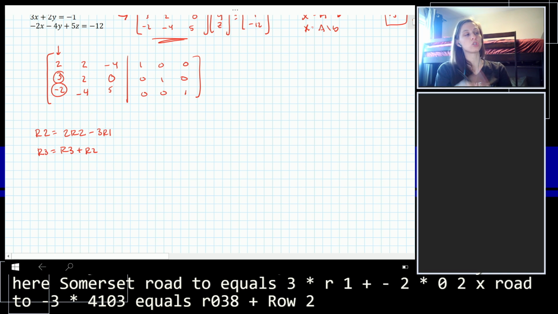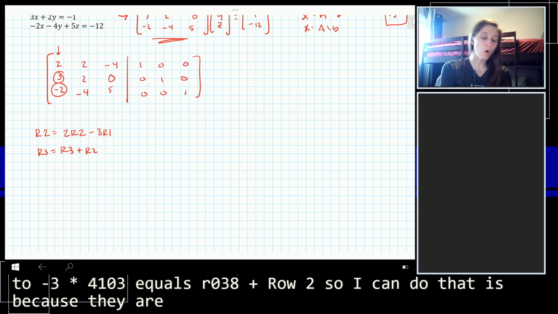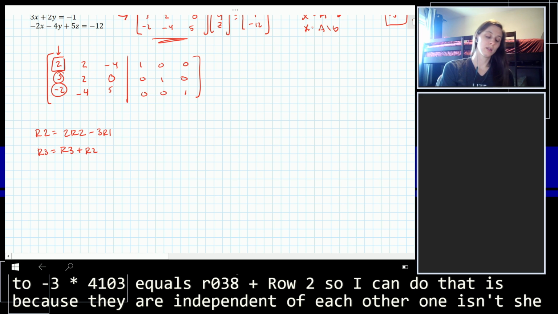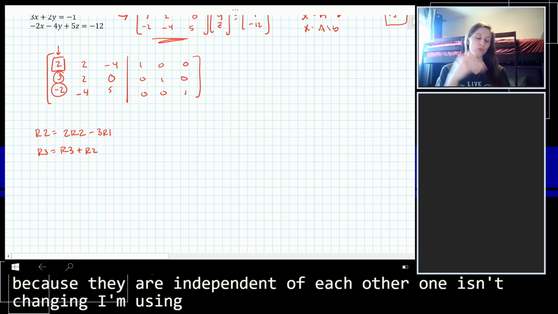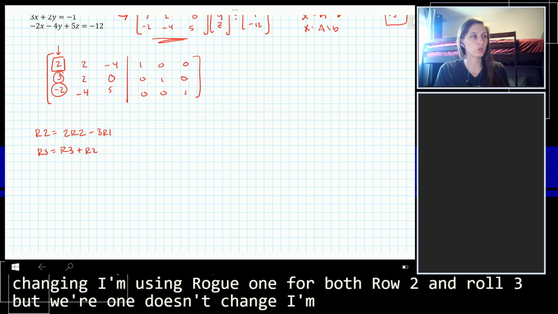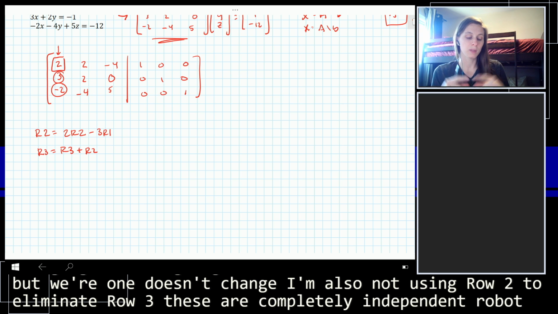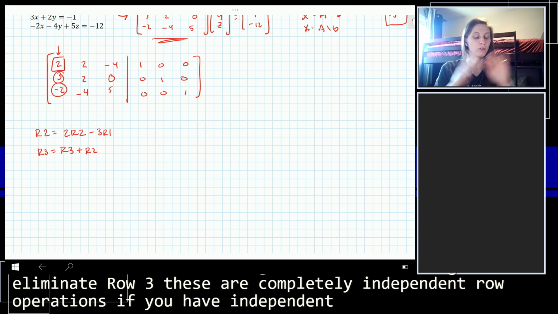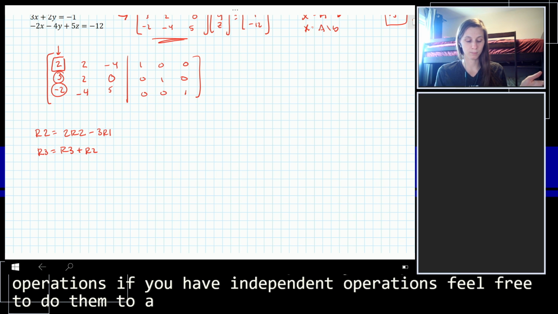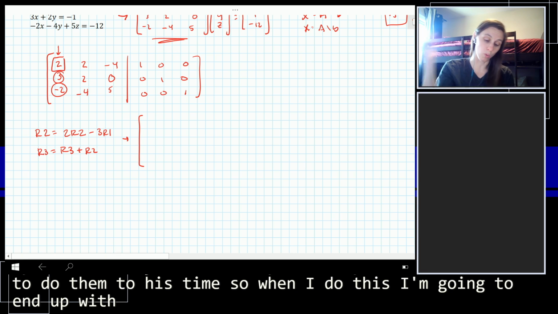So notice I'm going to do these two row operations at a time, and the reason I can do that is because they are independent of each other. Row 1 isn't changing. I'm using row 1 for both row 2 and row 3, but row 1 doesn't change. I'm also not using row 2 to eliminate row 3. These are completely independent row operations. If you have independent row operations, feel free to do them two at a time. So when I do this, row 1 doesn't change.